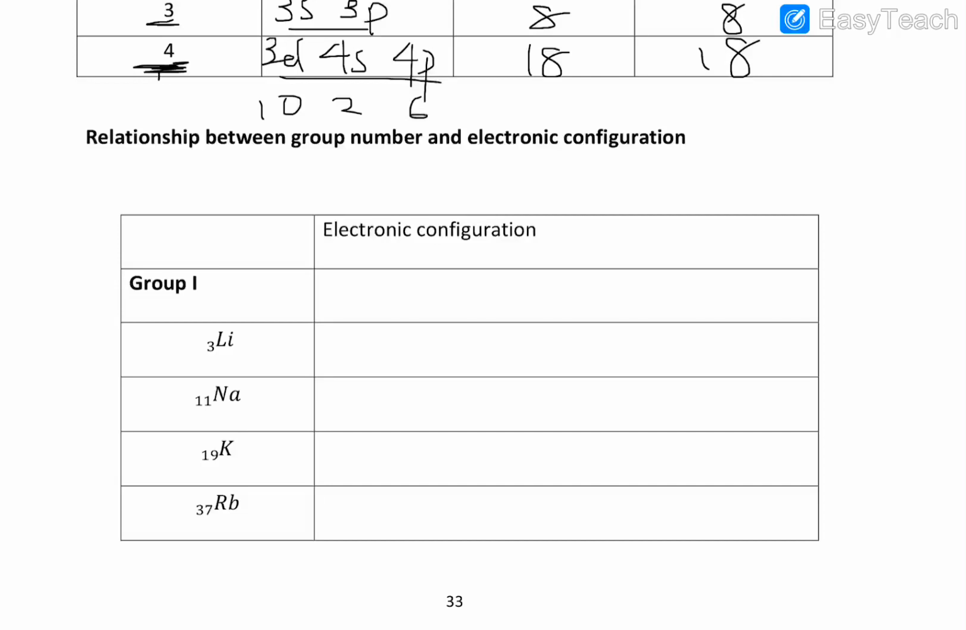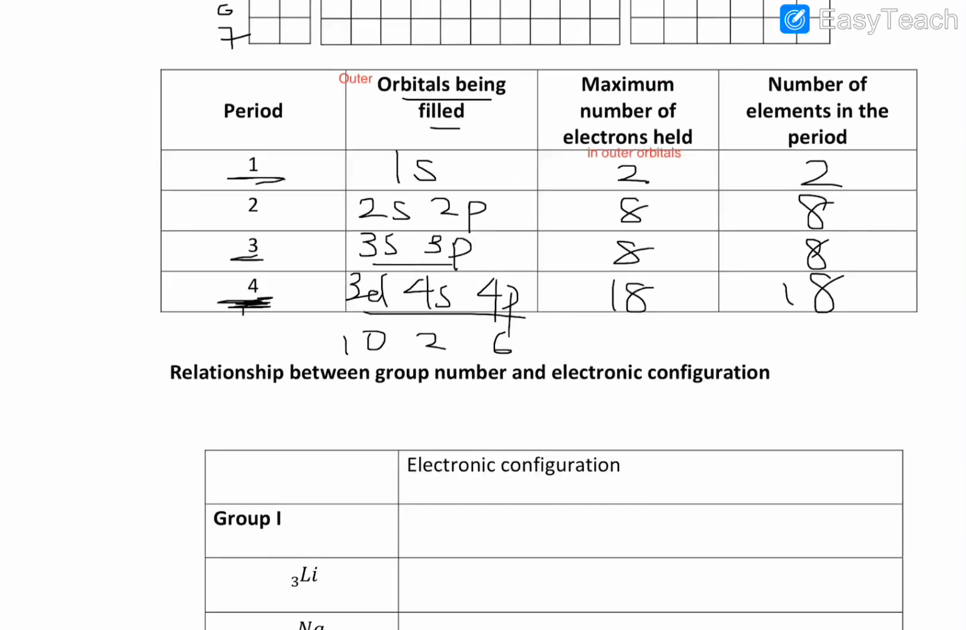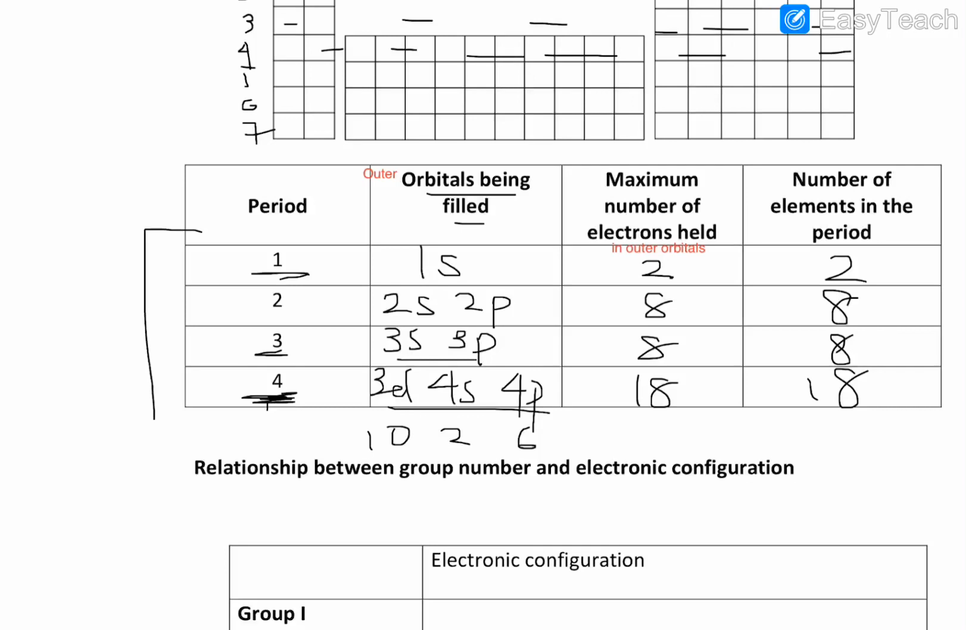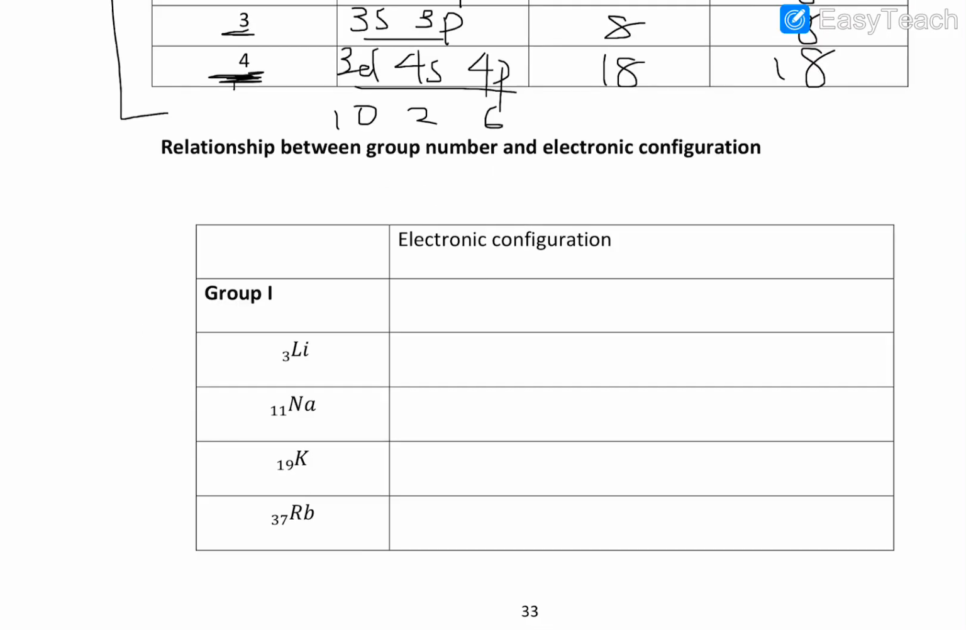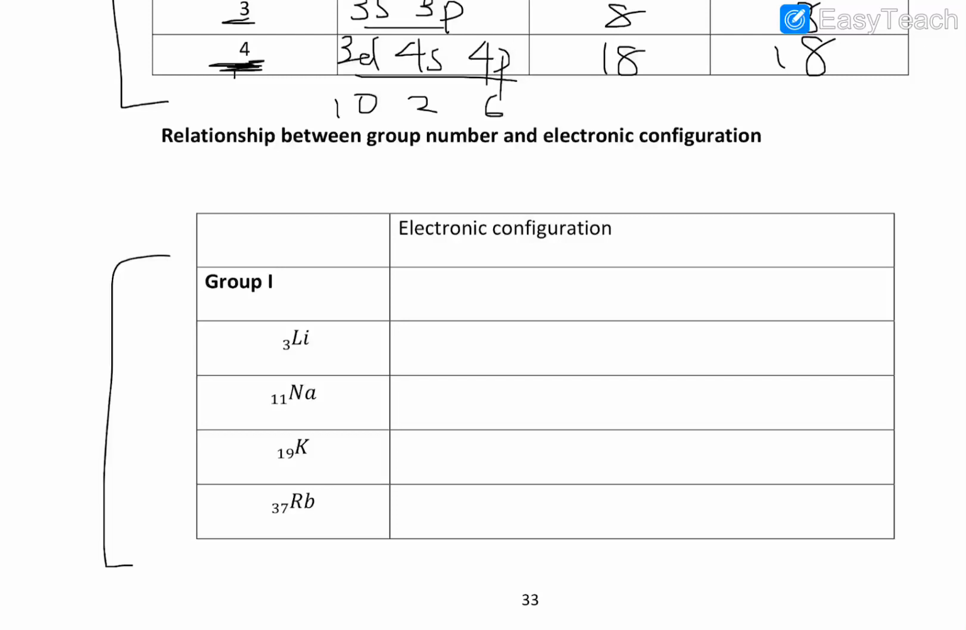Now, relationship between group number and electronic configuration. This was showing you the relationship between period number and electronic configuration. Here, between group number and electronic configuration. If an element is found in a certain group, it will have the same number of valence electrons in the outermost shell. So group 1 outermost shell will contain 1 electron. Group 1 is in the s block, so it will finish with s1.